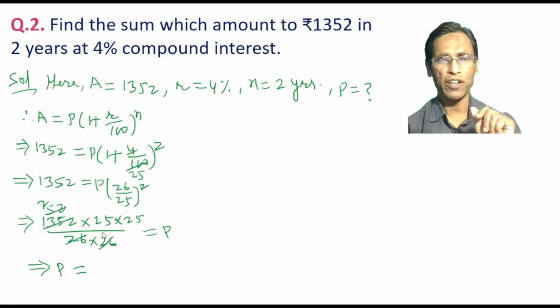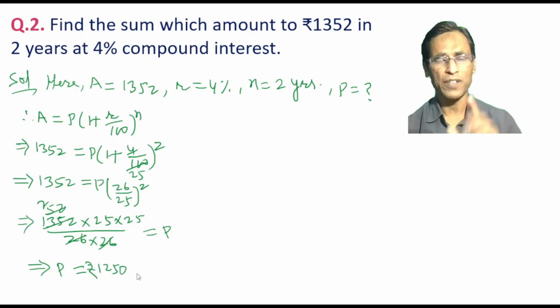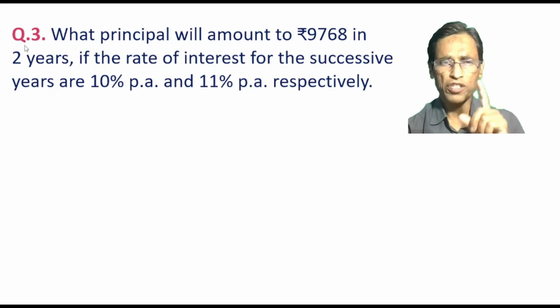That is P equal to 25 into 25 gives 625, and 625 multiplied by 2 gives 1250, in rupees. So the principal required is 1250. Answer.